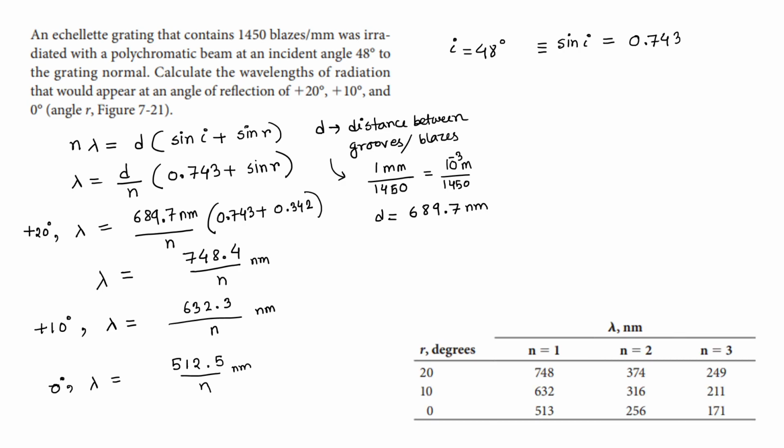You can see the values, the lambda, how this is going to be lambda 1, lambda 2, lambda 3. Sorry, n equals to 1, n equals to 2, n equals to 3 for different angles. As you can see, we have got almost the similar results for n equals to 1, right? 748, 632, 513. So I hope you will be able to solve this kind of numerical problem. Now, before solving that particular problem, we will solve another numerical problem. But before that, we will discuss another concept of monochromator.